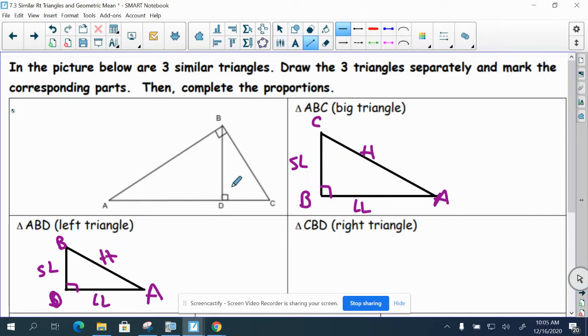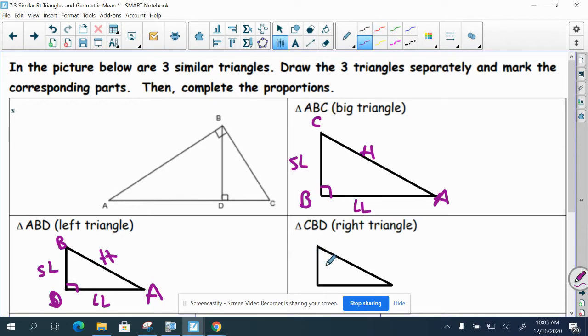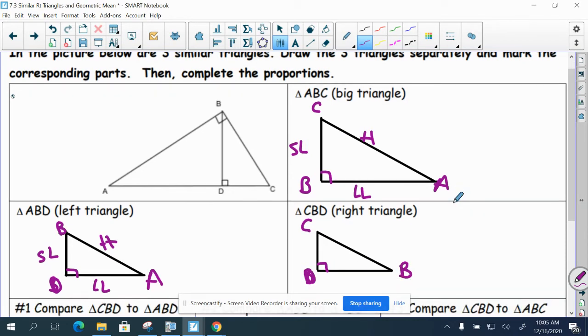Okay, and then we'll draw the small triangle on the right. So the right angle for the small triangle is at D. The short leg is DC, so this vertex here is C, and then this one would be B. So once again, this is long leg, short leg, and hypotenuse.